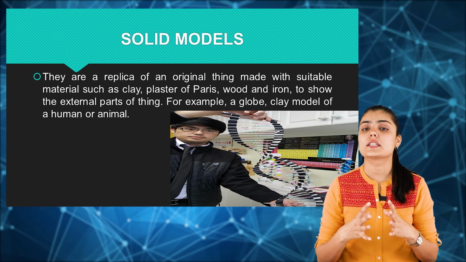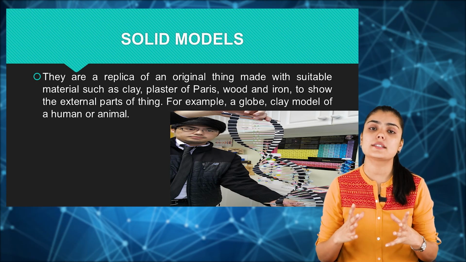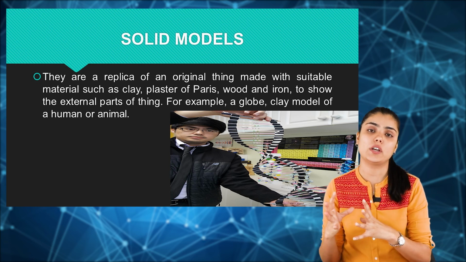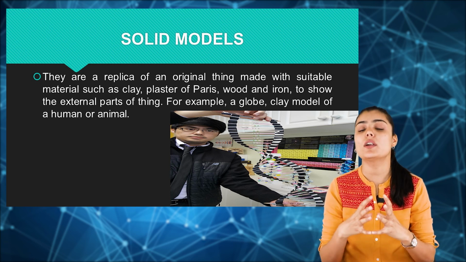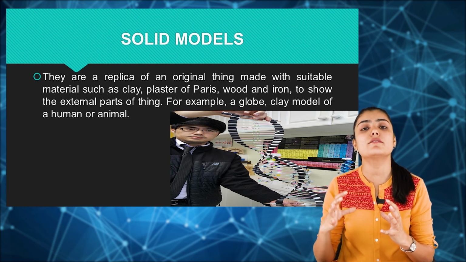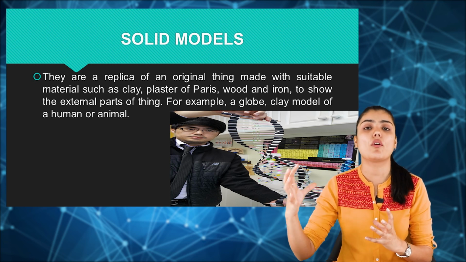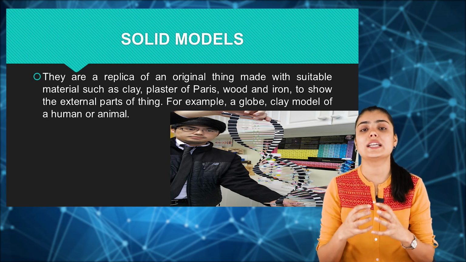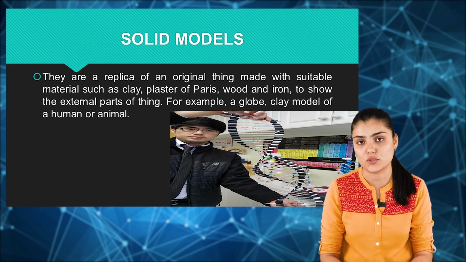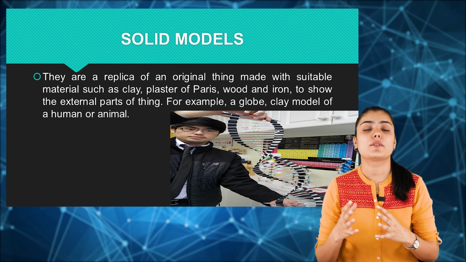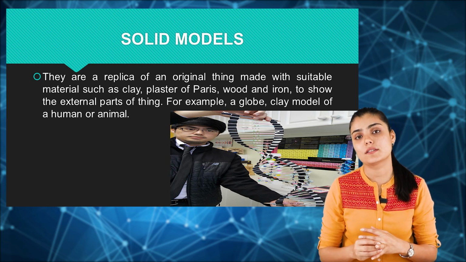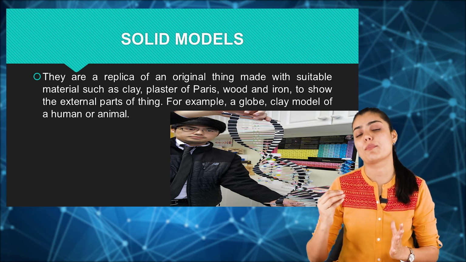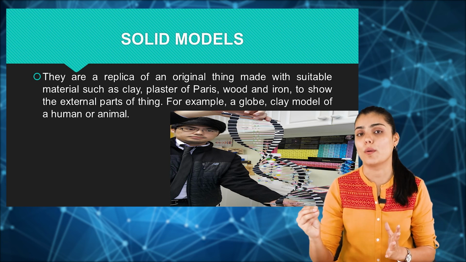The first one is the solid models. Now, as the term suggests, a solid model is a replica of a particular object, but the solid model only represents the external feature or the external structure of the real object. It does not show the internal structure or the internal feature of the real object. Solid models are usually made up of clay, plaster of Paris, wood or iron, and it usually represents the external structure of a particular item or object.